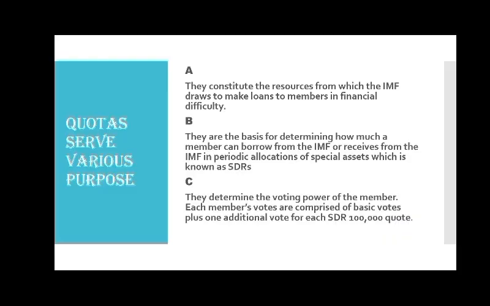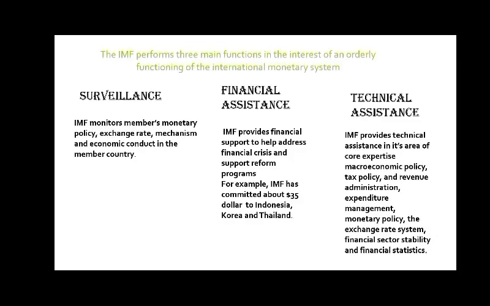The next slide is talking about how quotas serve various purposes. Number 1, they constitute the resources from which the IMF draws to make loans to members in financial difficulty. Number 2, they are the basis for determining how much a member can borrow from the IMF or receive from the IMF in periodic allocations of special assets, which is known as SDRs. Number 3, they determine the voting power of the member. Each member's votes are comprised of basic votes plus one additional vote for each SDR 1 lakh quota.